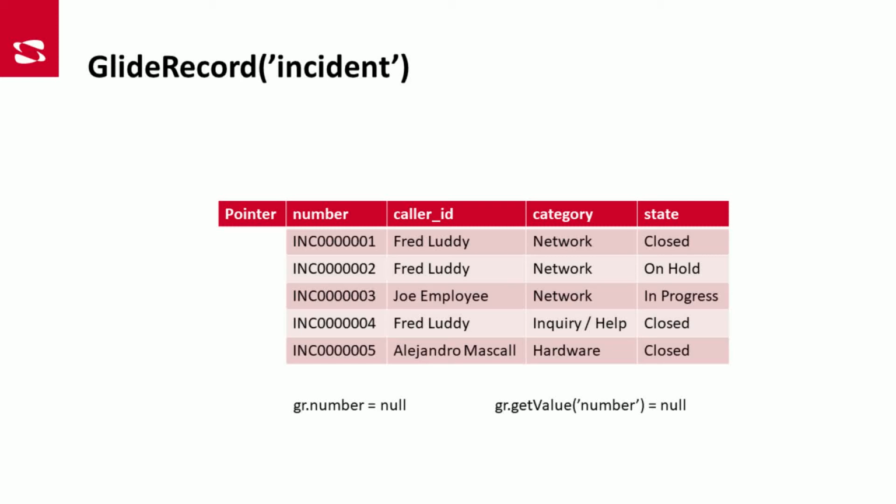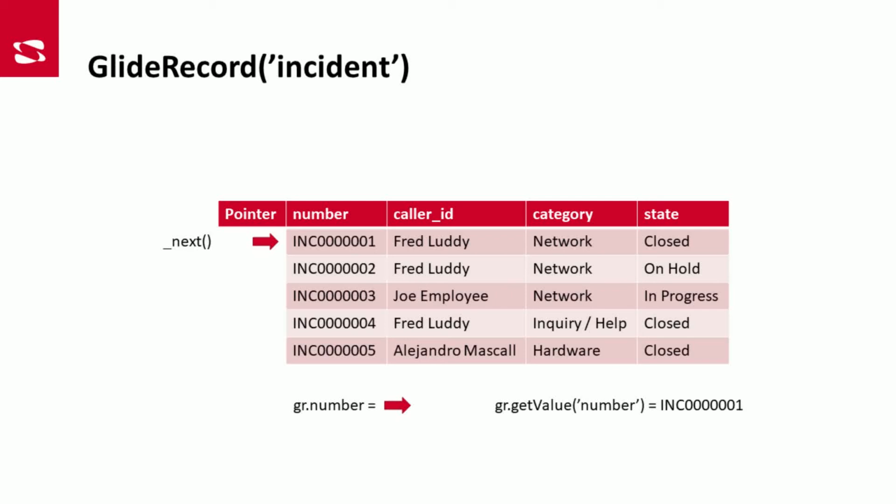First, when we execute the GlideRecord query function, a GlideRecord object is created containing the 5 different incident records. gr.number and gr.getValue are still unassigned. Then we call the next function for the first time. Since there is a record in the GlideRecord object, a pointer will point at this first incident record.